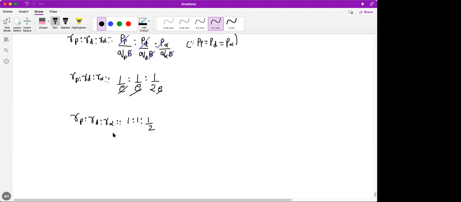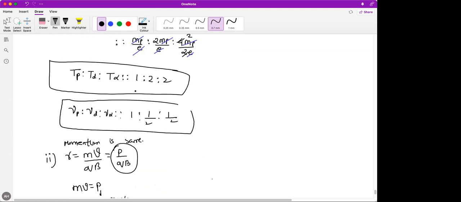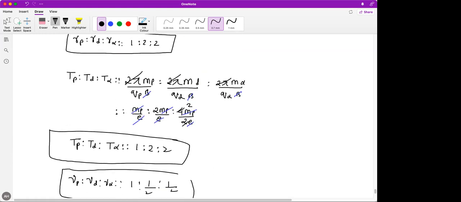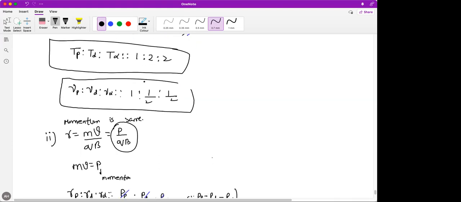For time period, answer would be same. If you take time period of proton, time period of deuteron and time period of alpha particle, answer would be same as that of first part, because time period is independent of velocity. It's independent of radius. Time period depends upon mass, charge, and magnetic field. So time period won't change. It will be 1:2:2.